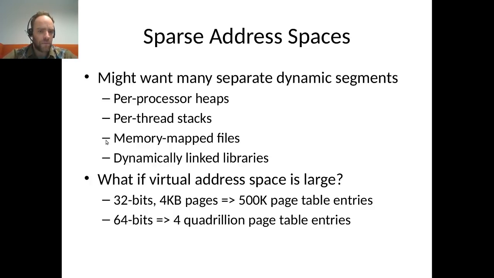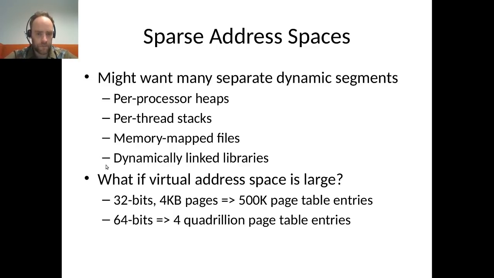We often want memory mapped files. This is where, say, a large file on disk is mapped into memory, and we can then reference that memory through pages. This is an efficient way, for example, to read a page at a time from a very large file without loading the entire file at one time. Also dynamically linked libraries. These are linked in at runtime, and so this is another example of a dynamic segment.